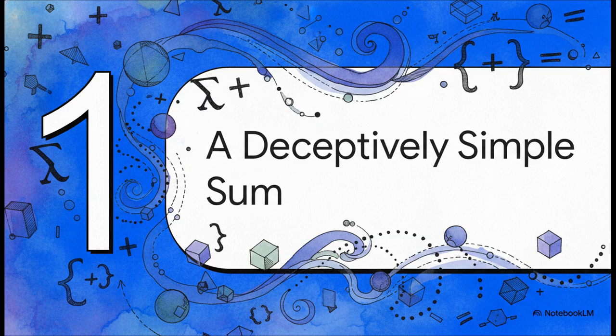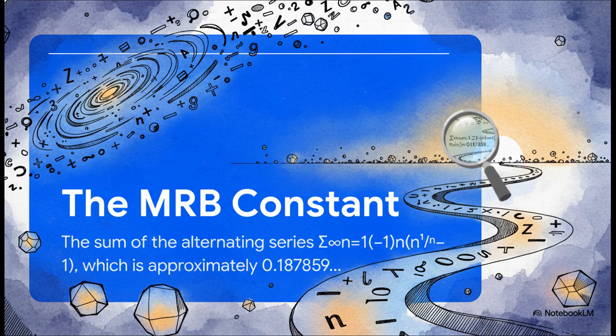To really get what the MRB constant is all about, we have to start with how it's defined. And it all kicks off with what looks like a pretty harmless infinite sum. And there it is. That's our guy. The MRB constant is just the final answer you get from this infinite series. That big E symbol, sigma, just means add them all up. And what are we adding?